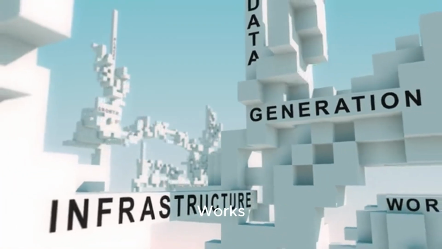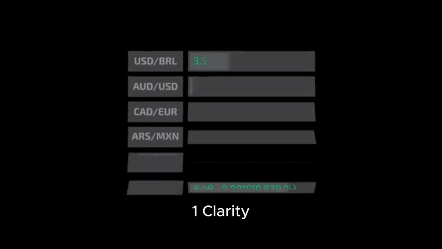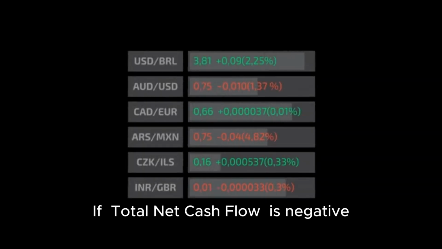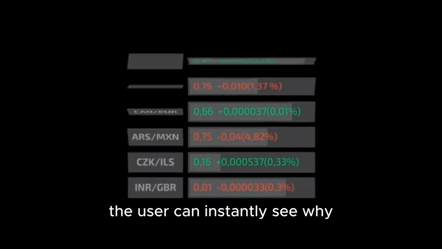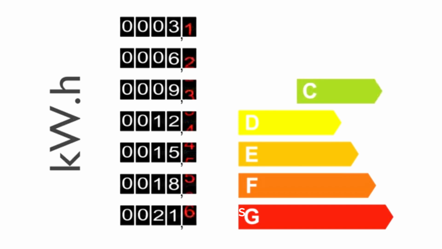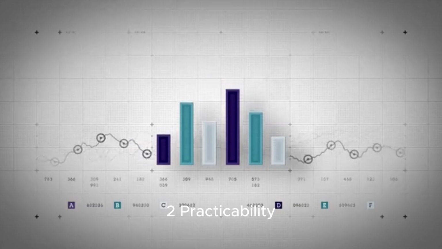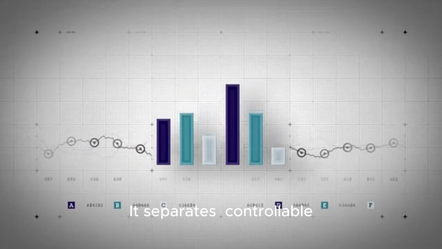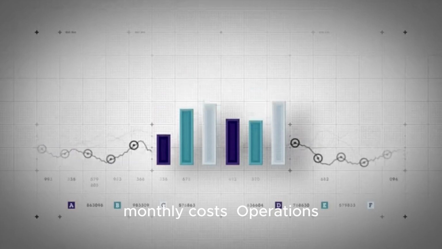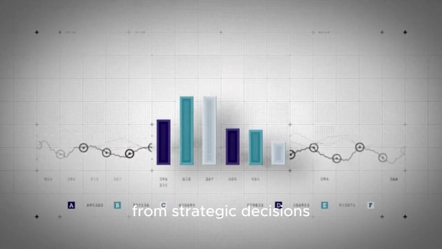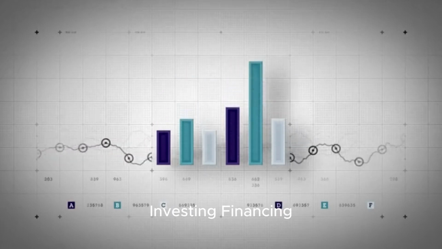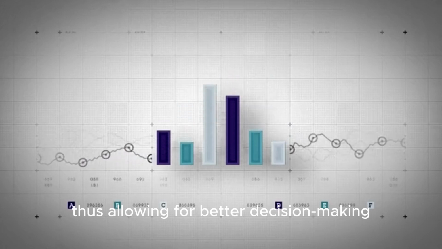Why this structure works. 1. Clarity. If total net cash flow is negative, the user can instantly see why. Is it because operations are failing? That is, row 4 is negative? Or because we bought expensive equipment? That is, row 7 is negative? 2. Practicability. It separates controllable monthly costs, operations, from strategic decisions, investing/financing, thus allowing for better decision-making.